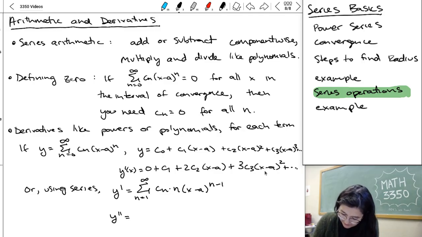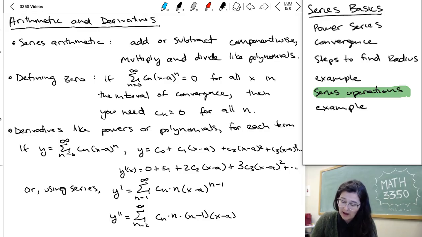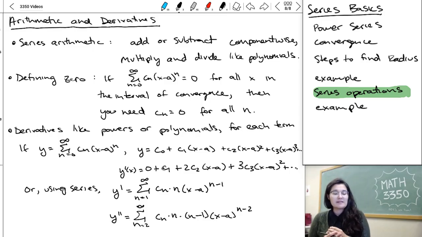Y double prime is going to follow this same pattern. I lose another term, so I start from 2 now, because when I take another derivative, c1 is going to go away. And then I've already multiplied by n, but in the next derivative I'll multiply by n minus 1. And then my (x minus a) is going to go down 1 more power to n minus 2. And that's how we represent series derivatives in this section. So I'm going to switch pages on you. Hit pause if you're still copying down these formulas.